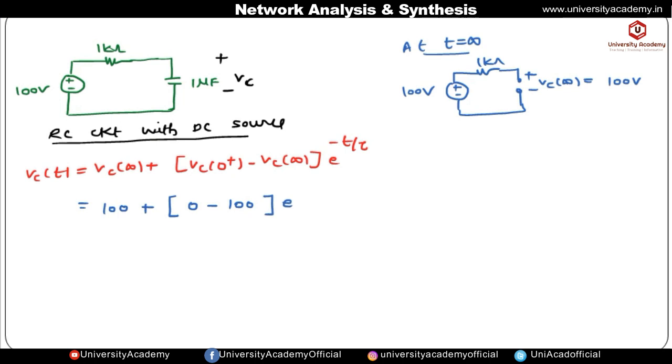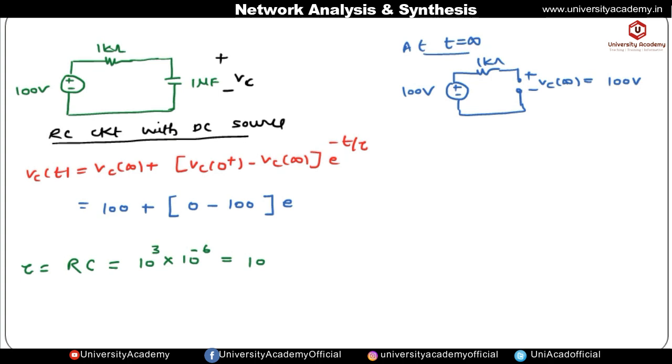So next we have to find out the time constant. This is an RC circuit, a single resistance and single capacitance is present, so the time constant is given by R into C. The resistance value is 1 kilo ohm, that is 10 to the power 3, and the capacitance value is 1 microfarad, that is 10 to the power minus 6.